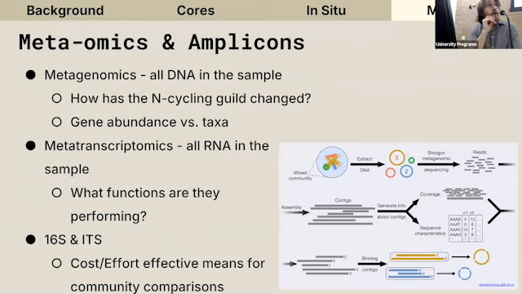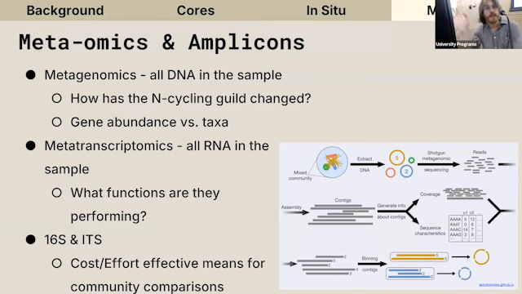And to do this, we're examining this with meta-omics and amplicons. I'm not going to get into all the sequencing techniques and all the analysis, but just broadly, metagenomics is looking at all the DNA in the sample. Metatranscriptomics is looking at all the RNA. And then amplicons are looking at specific target sites. So for metagenomics, we're going to look at how the end cycling guild has changed and how the gene abundance has changed relative to the community itself. And for metatranscriptomics, we're really looking at what functions the community is performing.